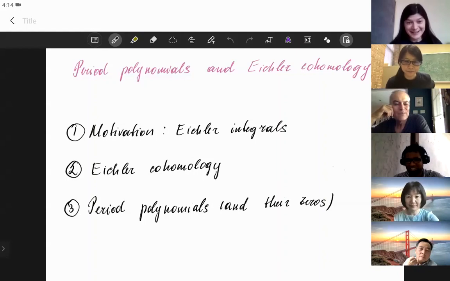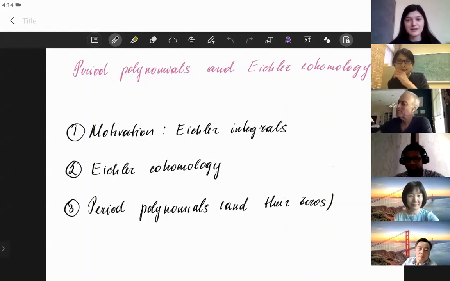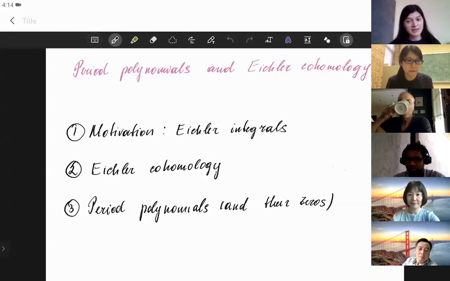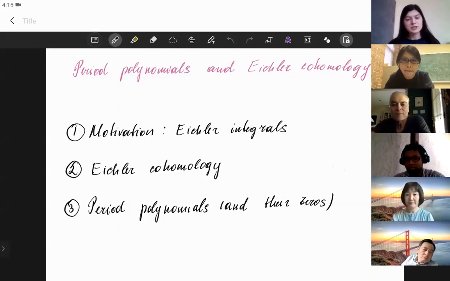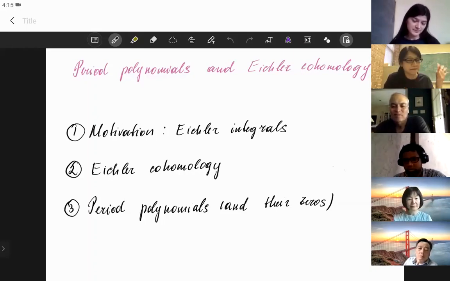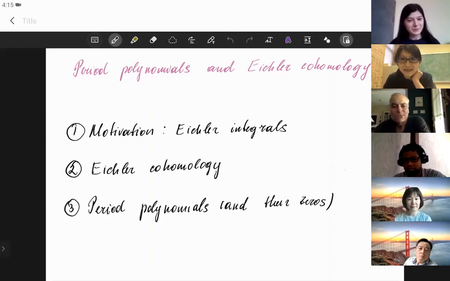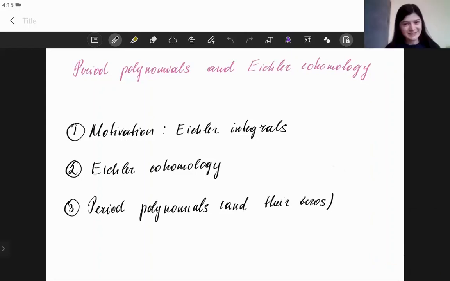Speak at the seminar. Thank you for this opportunity, and thank you to everyone who made the time to come to my talk. So I will talk about a cohomology theory that we can attach to modular forms called Eichler cohomology, and in particular about a class of objects called period polynomials that we can use to compute these cohomology groups. I'll start with some historical motivation that's coming from Eichler integrals for studying period polynomials.